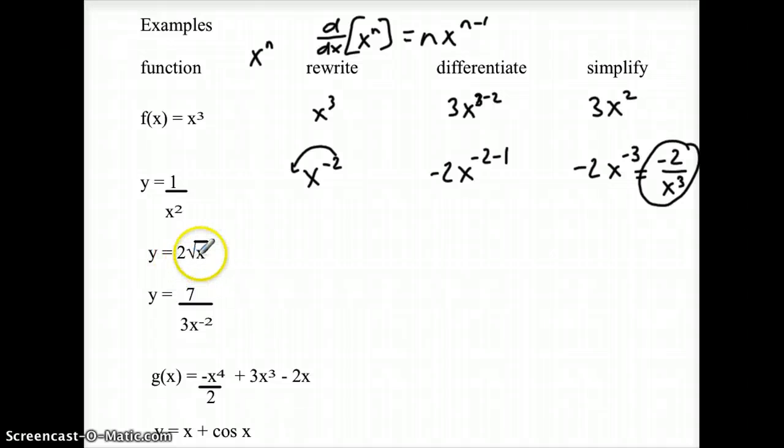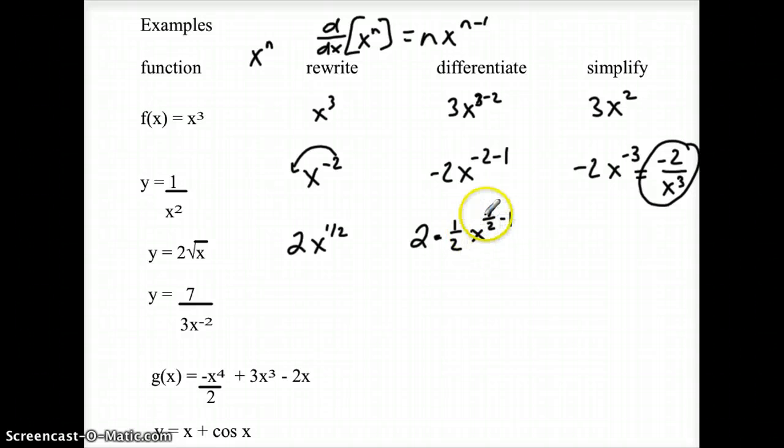Okay, let's do this one. 2 times the square root of x. We want to rewrite that so it has a power. Square root is x to the 1/2. To take the derivative of a constant times a function, you take the constant out in front, and then you take the derivative of the function. The derivative of x to the 1/2 is 1/2 times x to the n minus 1. So you took the 1/2 and put it out in front, and then you subtract. That equals 2 times 1/2 is just 1, and then 1/2 minus 1 is negative 1/2.